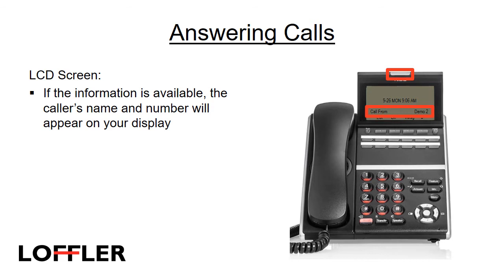While a call is ringing your extension, you'll hear your ringtone and the message indicator light will flash. If caller ID information is provided, the caller's name and number will appear on your display.